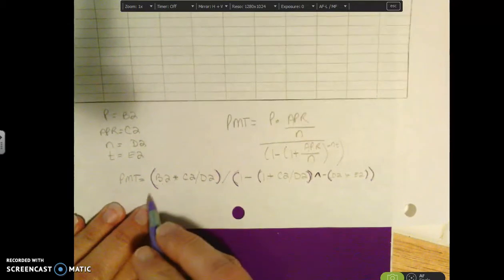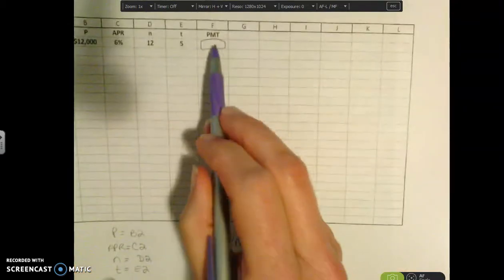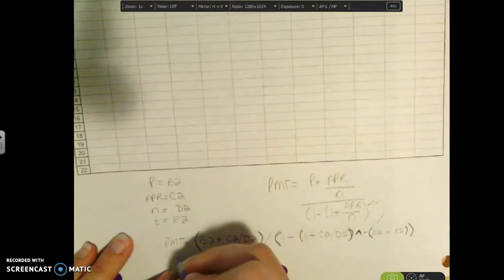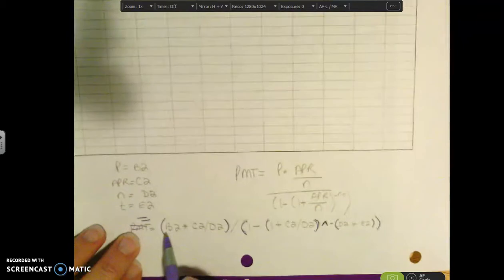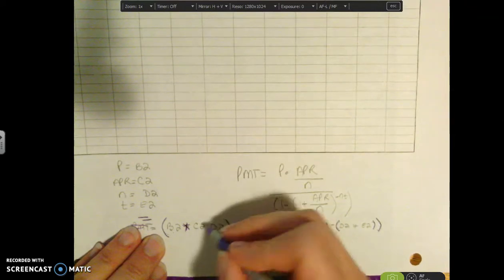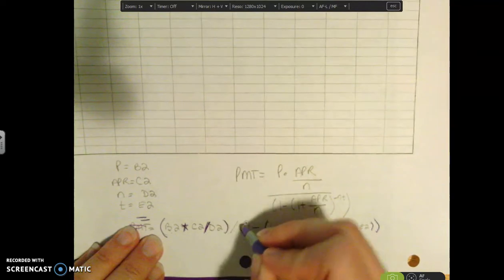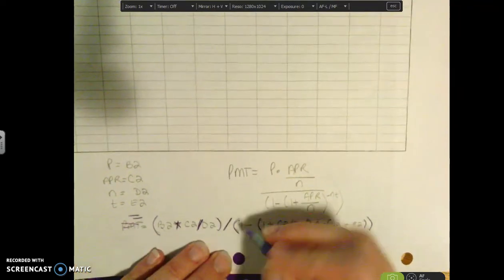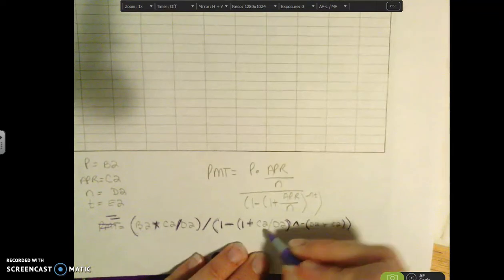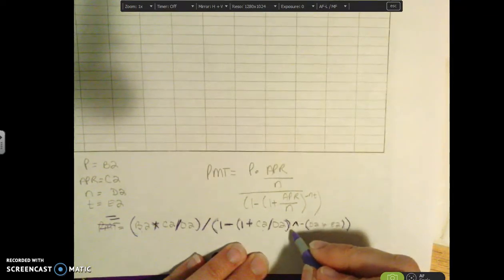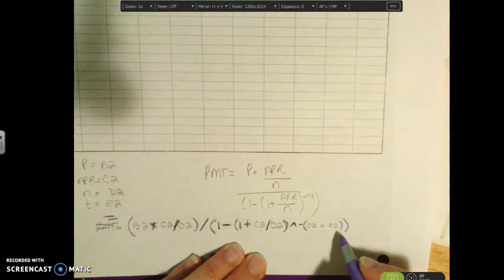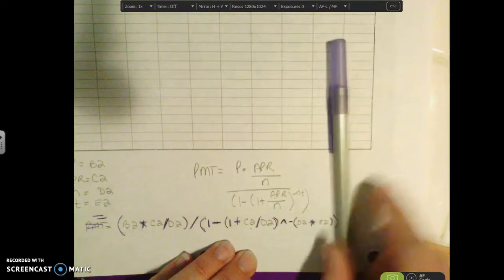And so what I would do is in cell F2, up here where the payment is, I would type this formula, and I would type equals, and then parentheses B2 times, this is how we do times, C2 divided by D2, and then I would divide all that with the parentheses and everything, and it would be 1 minus 1 plus C2 divided by D2, close my parentheses, the caret symbol, the negative sign, and then it would be D2 times E2. So I hope this helps you with section 2.